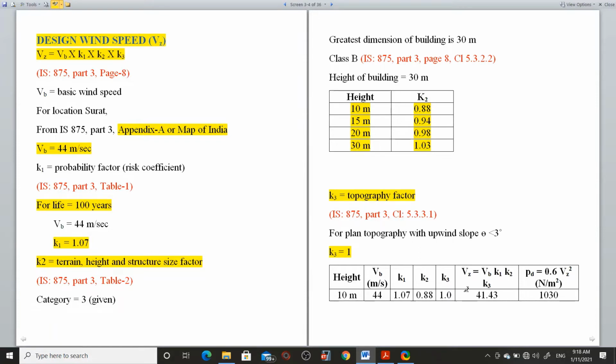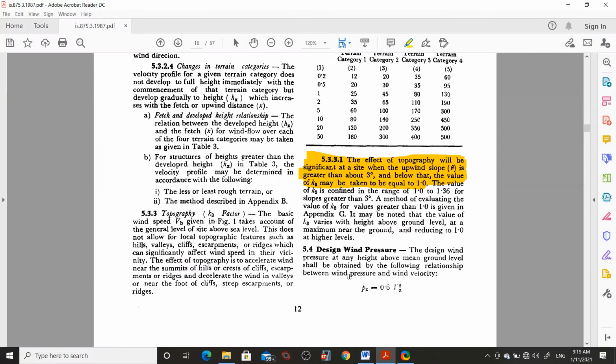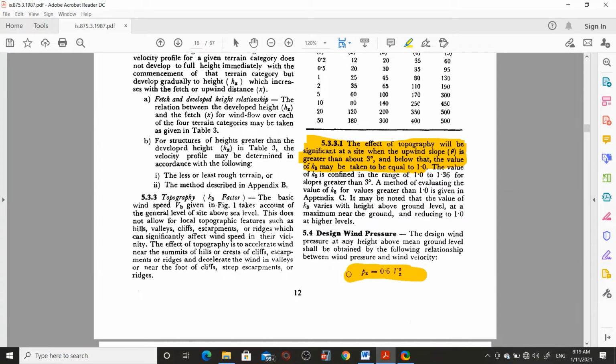The upwind slope we will discuss in the next example. Here the given upwind slope is less than 3, so the K3 value is 1. If the upwind slope is greater than 3, the value will change. I made a table here: height, basic wind speed, K1, K2, K3, Vz, and this equation, where Pd is the design wind pressure, Pd equals 0.6 Vz squared.